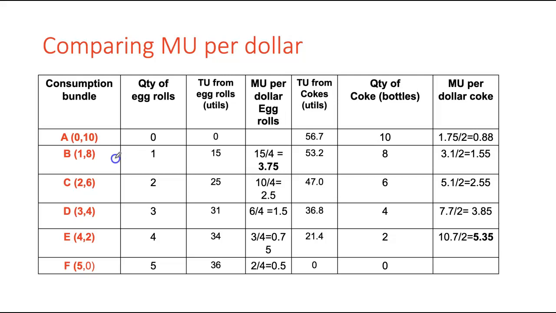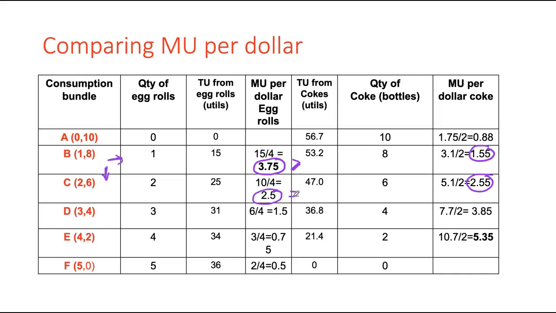So for bundle B example, we are comparing 3.75 to 1.55. Since this is higher than this one, it's telling us move towards higher consumption of egg rolls from B to C. So we are moving in this direction to 2 egg rolls and then 6 Cokes. At 2 and 6 combination, they are equal to each other with this minute difference, but this is the best we can get in this particular question. So they are almost equal.